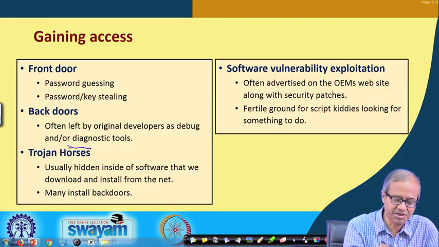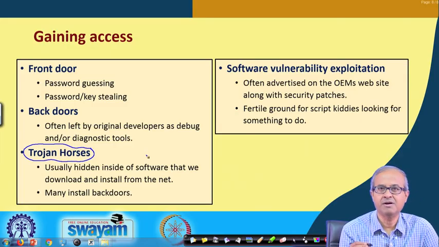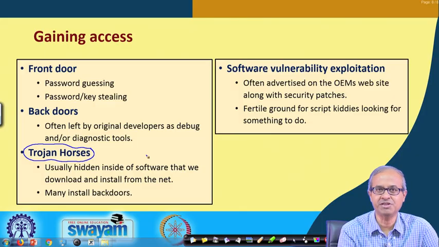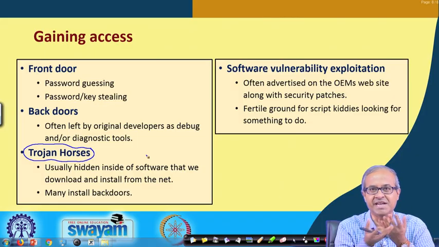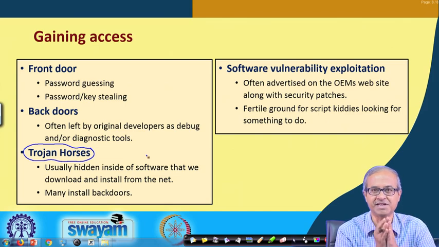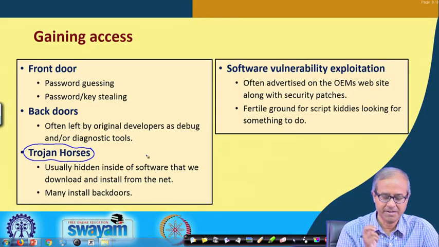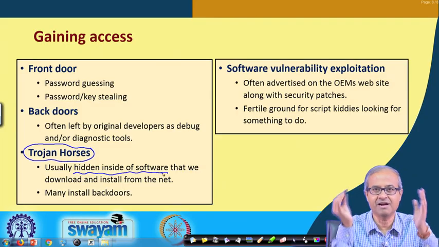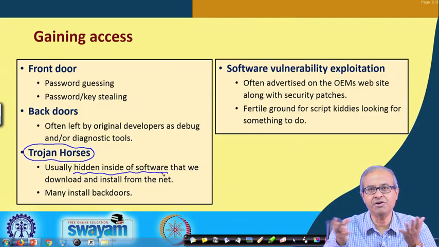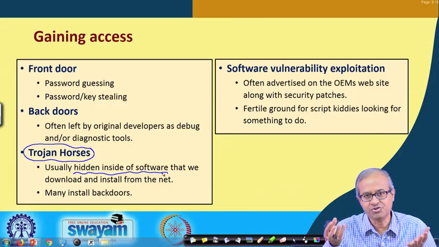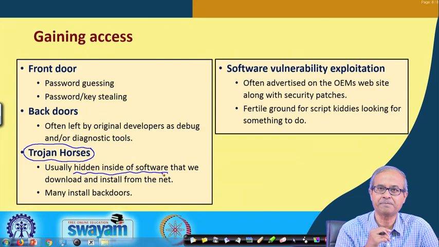Then comes the Trojan horses. Now, if you remember the story of the Trojan horse, it was something hidden inside a horse. Some warriors were hidden inside a horse. Suddenly, one night they come out and start creating havoc. Trojan horse is also, in terms of a computer system, something very similar. Here, let us think of software first. It is a software code that is hidden inside a larger software. As a user, you are not even aware that such a Trojan is there inside the software. Okay.